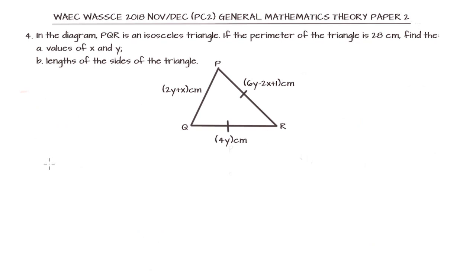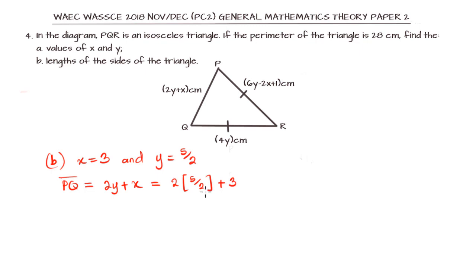So now we want to look at the length of the sides of the triangle, which is our question B. Initially we got x to be 3 and y to be 5 over 2. So for each of these sides of the triangle, we can evaluate the value of each side. For example, for PQ, the side PQ was given as 2y plus x. If we put in the values of y and x, that will be 2 multiplied by 5 over 2, plus 3. The 2 will cancel out, that will be 5 plus 3, which is equal to 8 centimeters. So PQ is 8 centimeters.